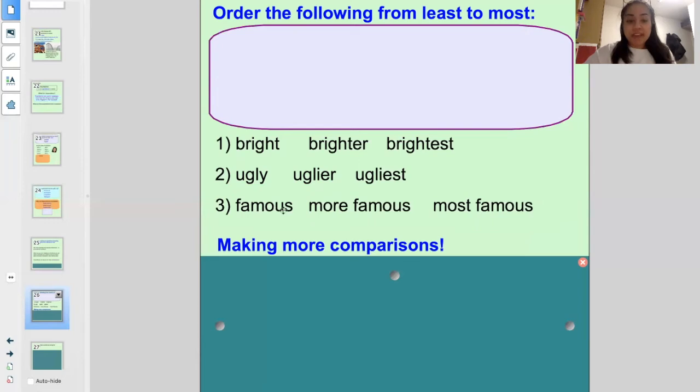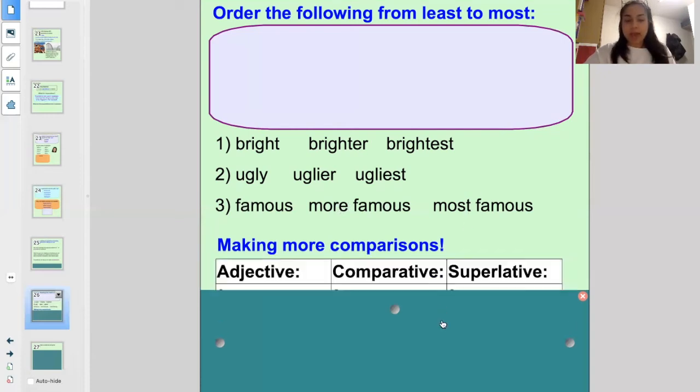And then we have famous, more famous, and most famous. So our middle words here, the middle word for when using a word that can't have the est suffix, the middle description would have more. Okay, so it goes famous, more famous, most famous.